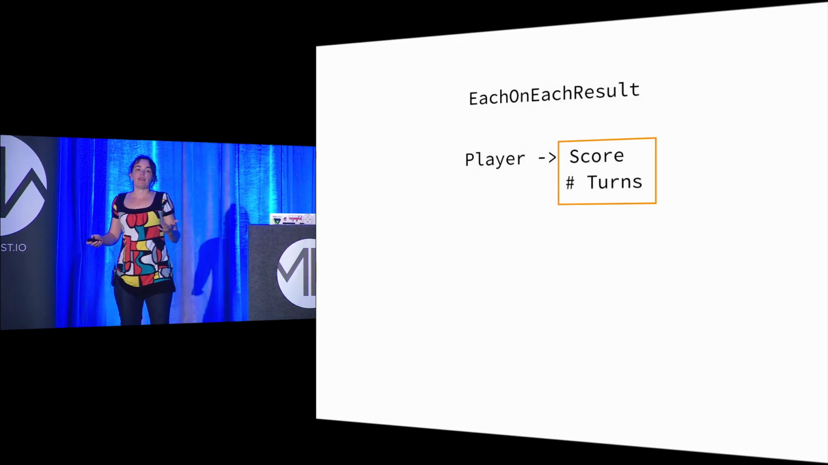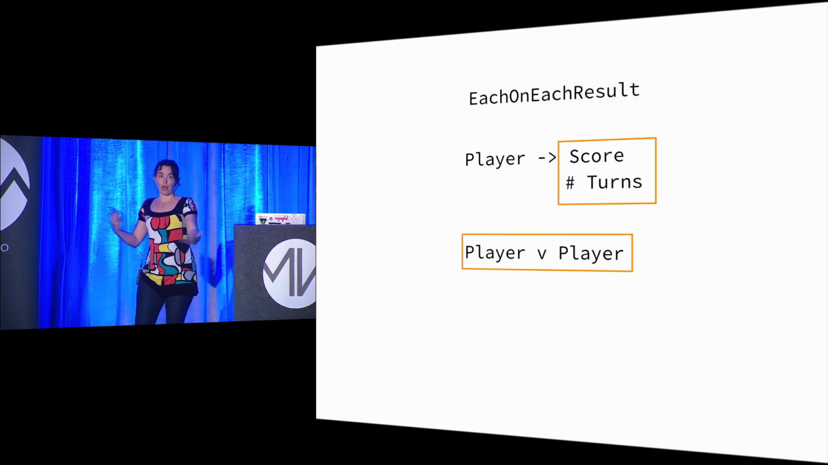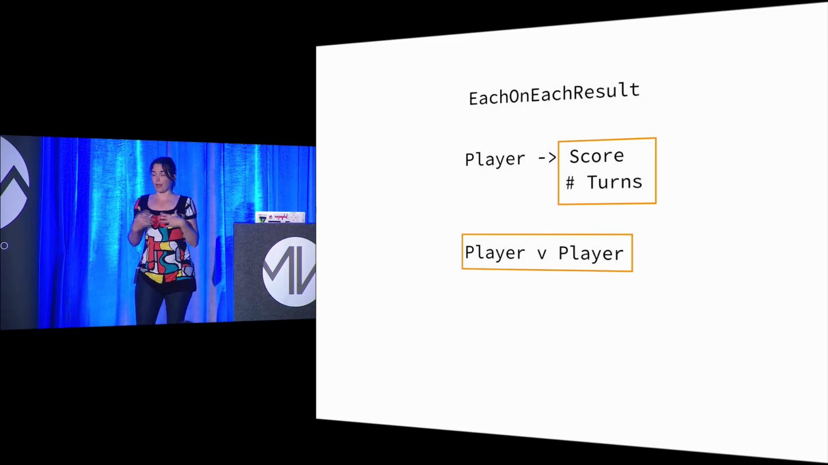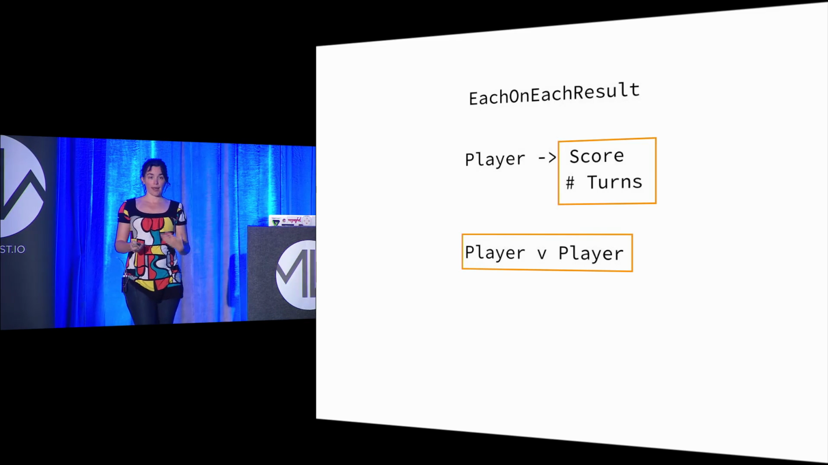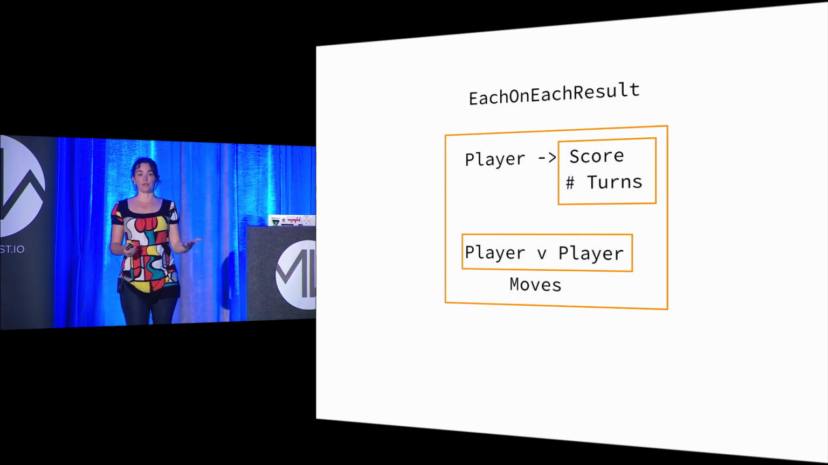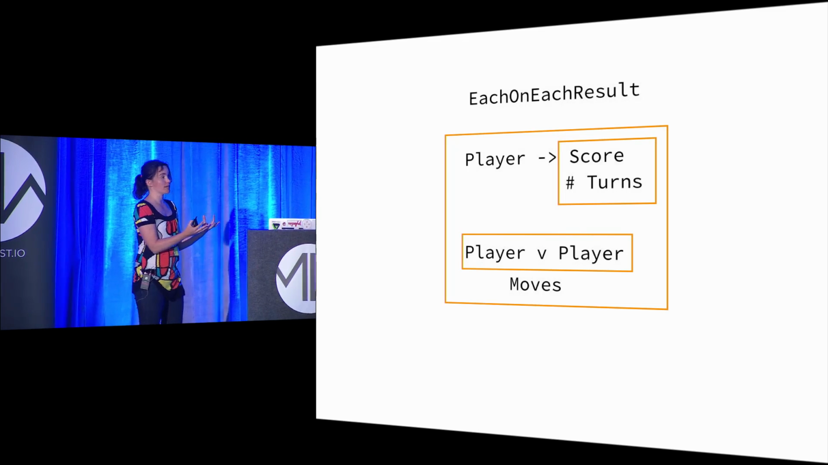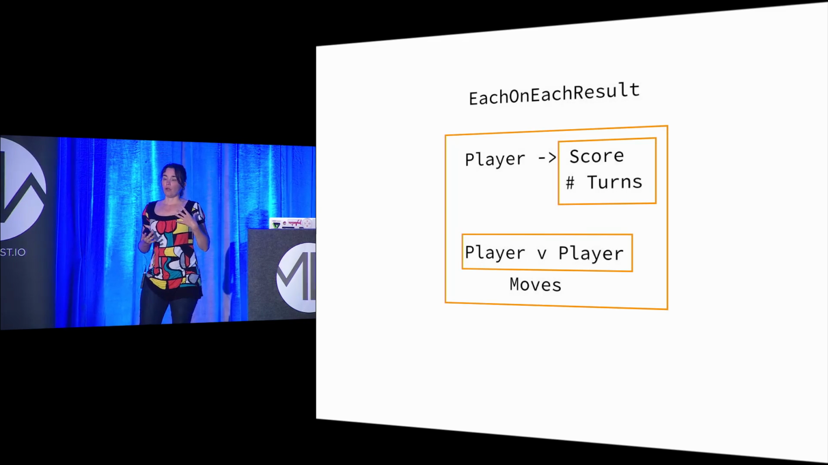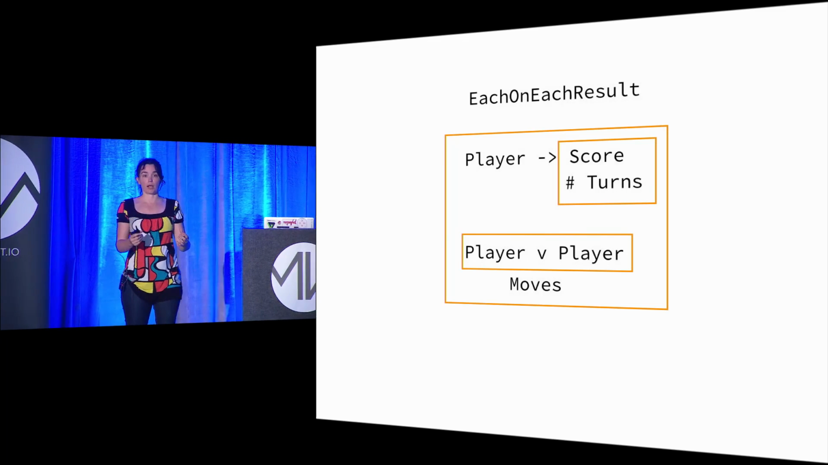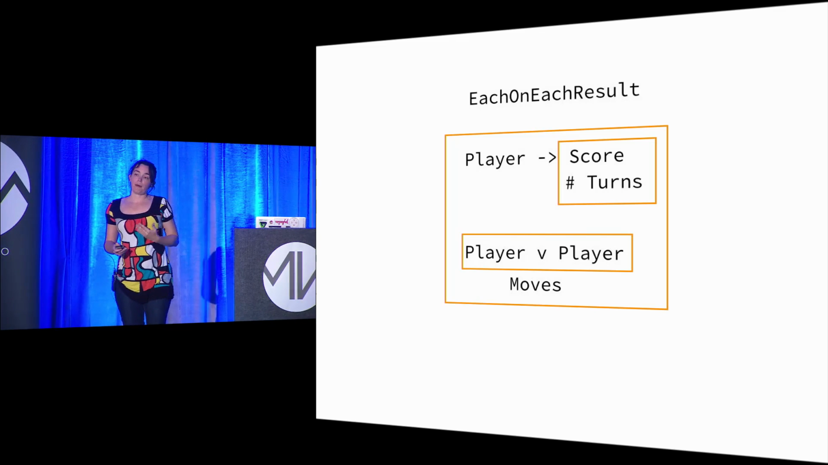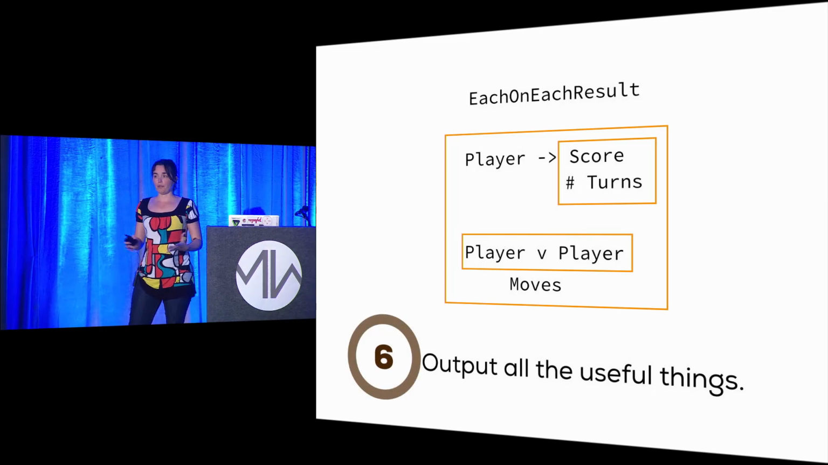Maybe I want to verify that every bird played against every bird. So then my function could return a list of the games that were played. If I want to get really specific and make sure my scores are completely correct, I could return a list of moves that were made in each of those matches. Now I have everything necessary to determine whether this result is correct. I can put it in a pretty darn good box. That was driven by what I needed for my properties. Output all the useful things.